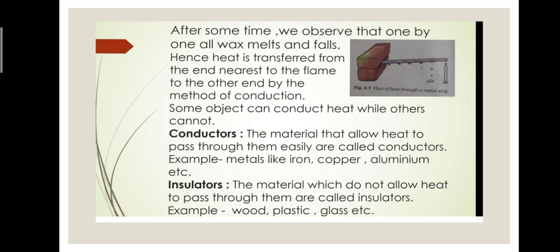The next type of material is insulator. The materials which do not allow heat to pass through them are called insulators. For example, wood, plastic, glass, etc. Thus, there are some materials which do not allow heat to pass through them, and they are called insulators.